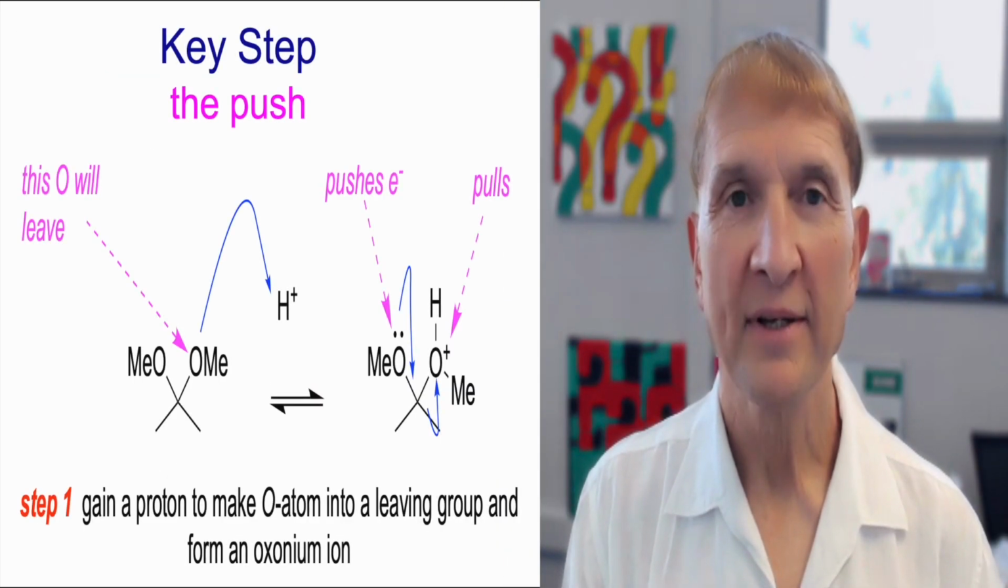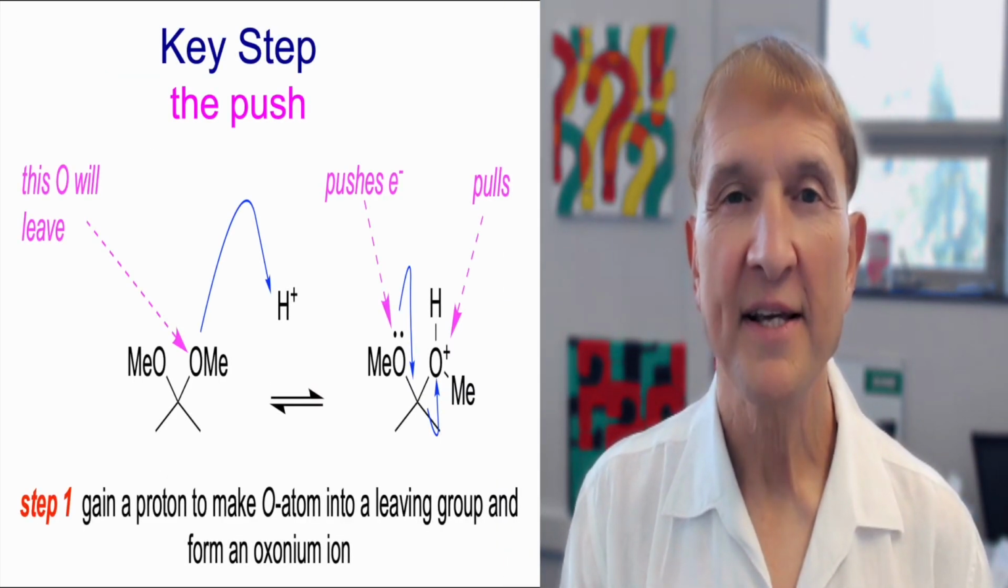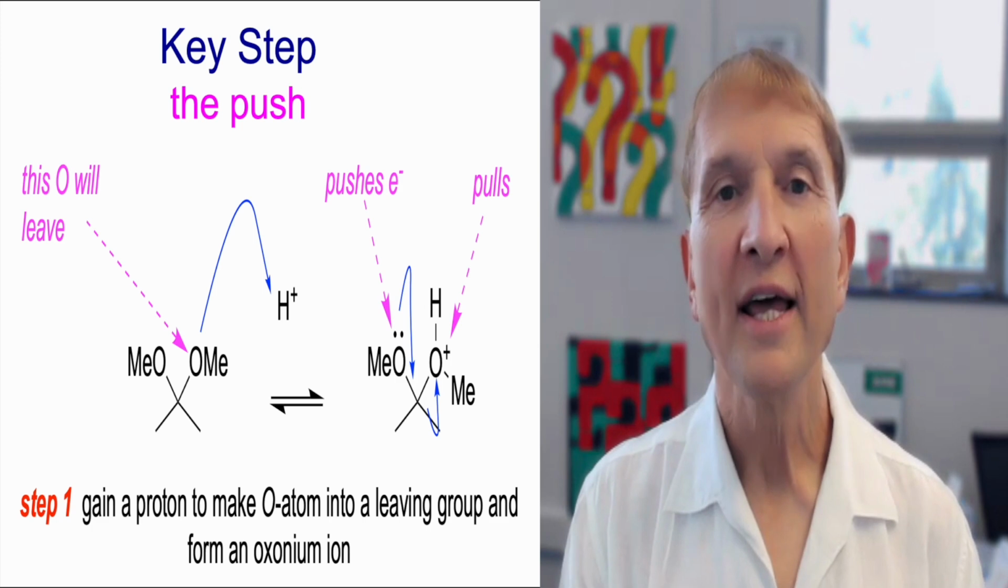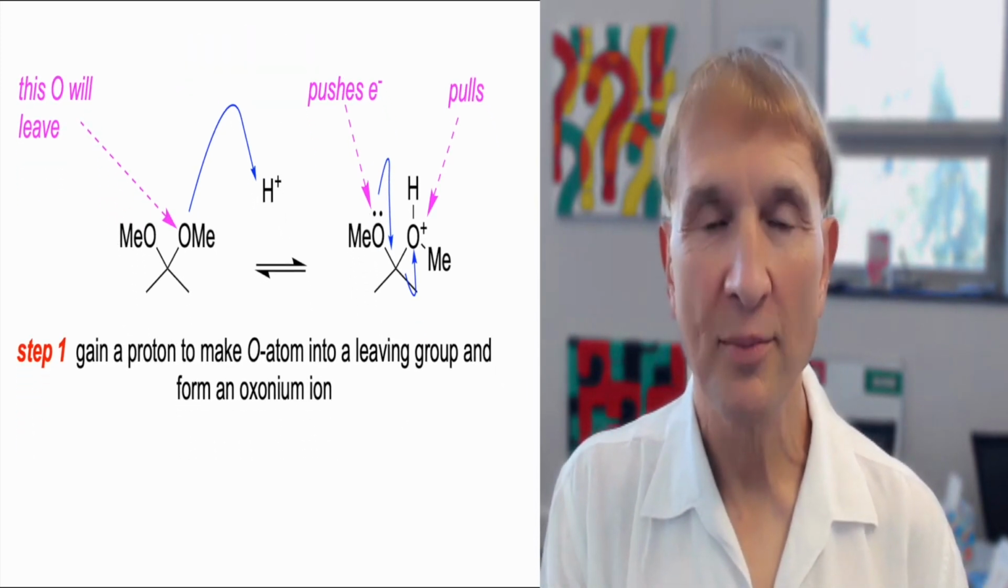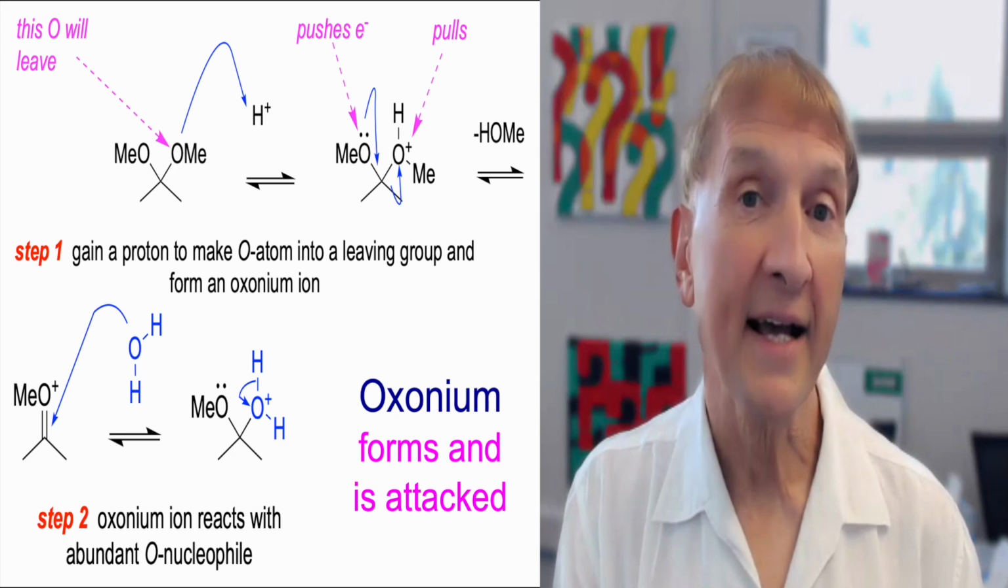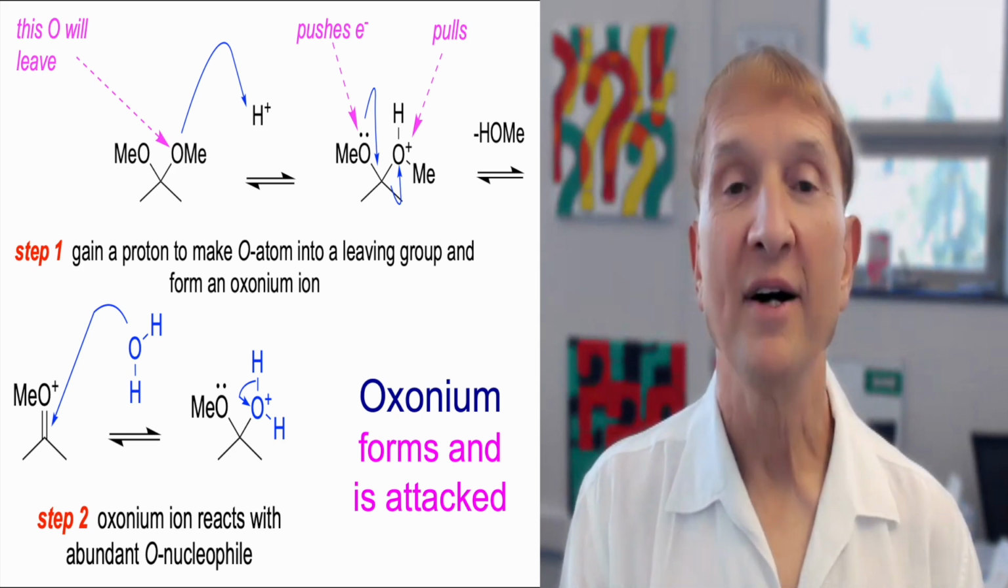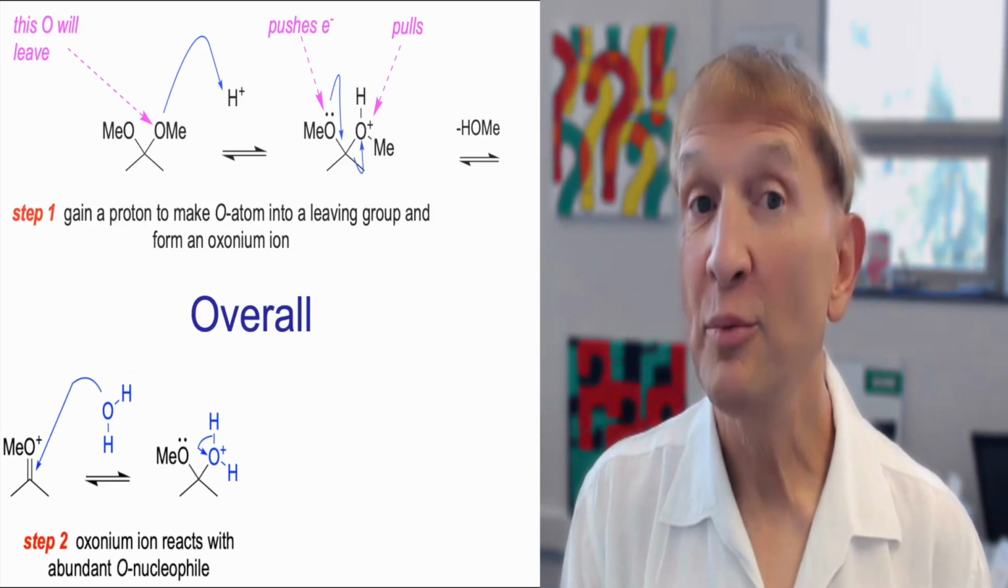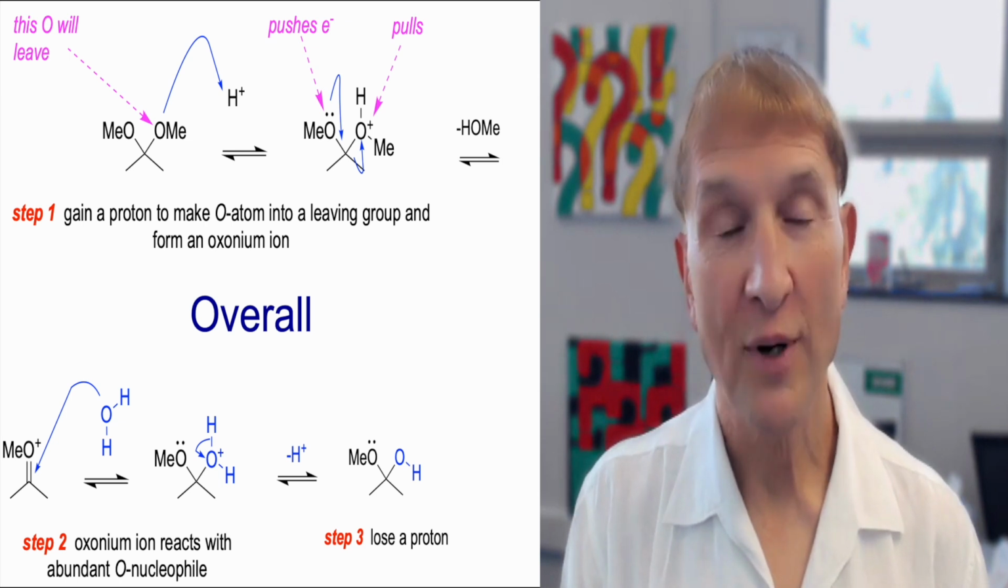Let's just recap. The key step in this process is that push-pull intermediate, the tetrahedral intermediate. And then the oxonium that's formed is attacked by the nucleophile, water. And finally, deprotonation gives us the halfway stage. So in theory, you may think you understand this mechanism, but in practice, you probably don't until you've tried a varied set of substrates. Let's try some.